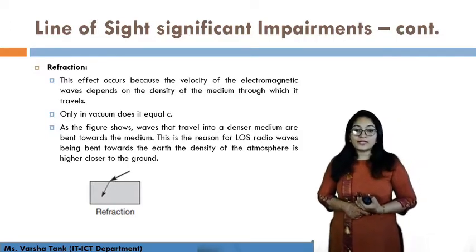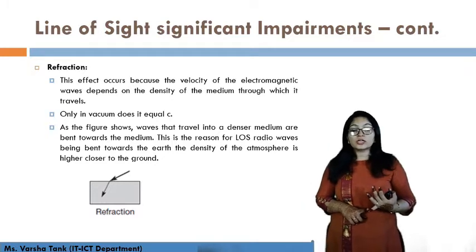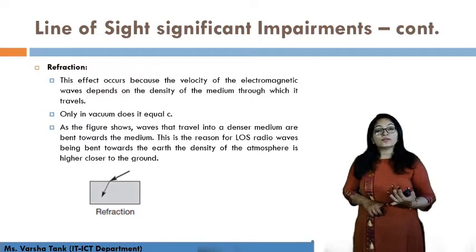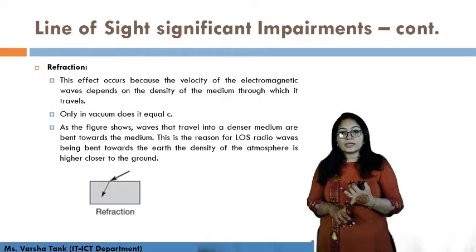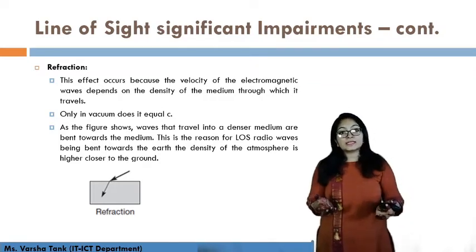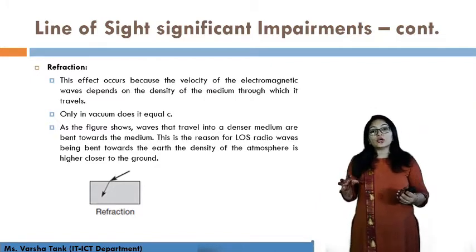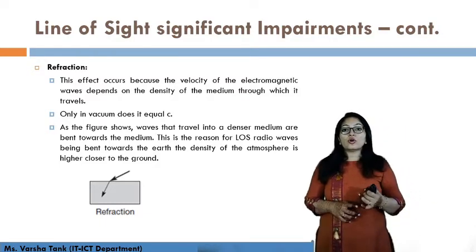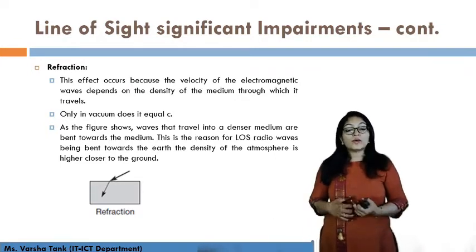Now next is refractions. We have seen blocking, shadowing, then reflection. Now we will see refraction. So what is refraction? This effect occurs because the velocity of the electromagnetic waves depends on the density of the medium through which it travels. So the velocity of the signal depends on the density of the medium it is going to be traveling through. Only in a vacuum is it equal to c, but no vacuum is possible in reality.